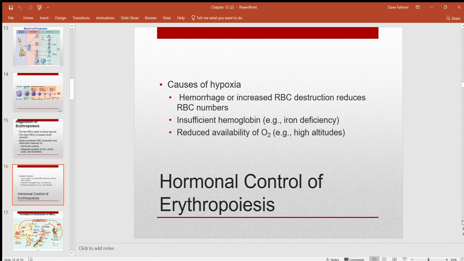And in a naturally occurring situation where you're in high altitudes where the amount of oxygen is lower, you have a natural kind of hypoxia. You don't have as much oxygen because there's not as much available.